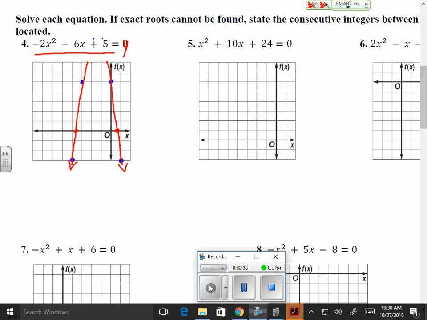Unfortunately, those are not integer values, and so I'm asked to state the consecutive integers between where the x-intercepts or where the roots or solutions are located. So x is between -4 and -3, and x is between 0 and 1. I guess technically between would be strictly less than in both cases.